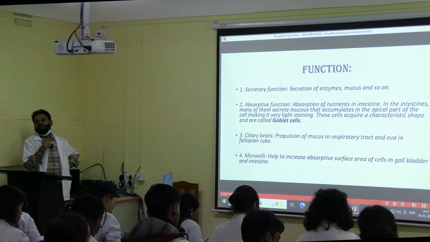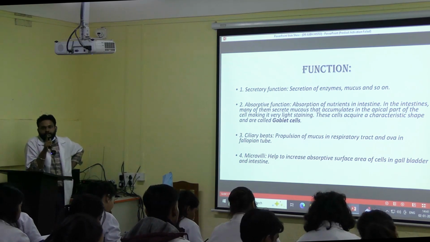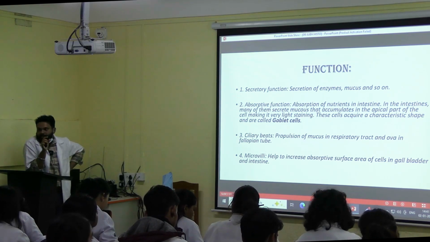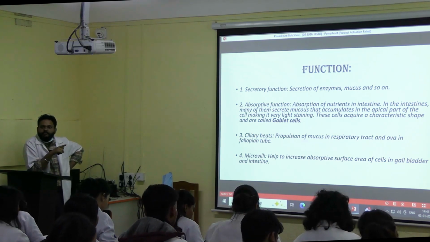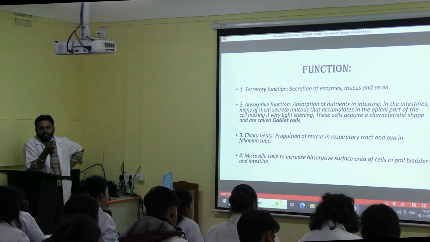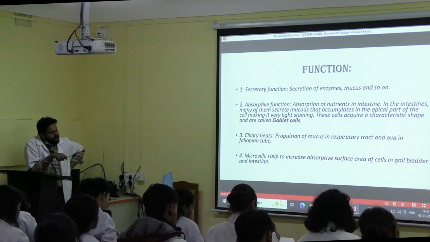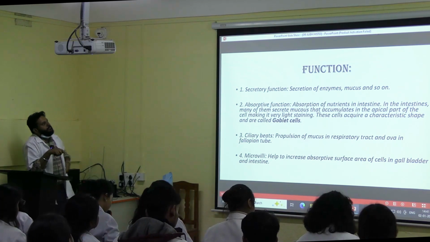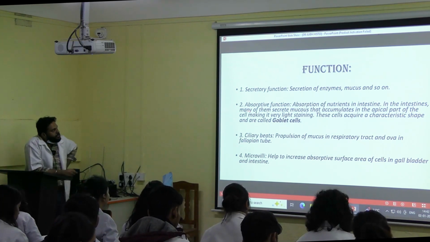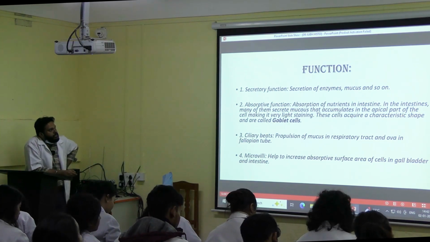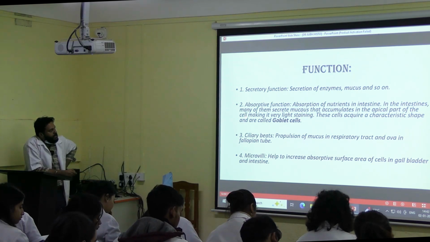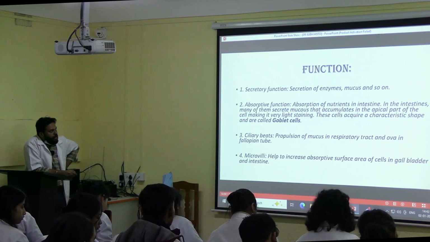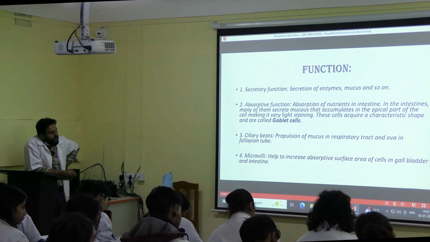Absorptive function. Listen, there is something known as goblet cells. These cells in the intestine secrete mucus, okay? So whenever you stain them, they appear very light. And those cells are known as goblet cells. I will show you in picture. Absorption of nutrients in intestine. In the intestine, many of them secrete mucus that accumulates in the apical part of the cell, making it very light staining. These are known as goblet cells.